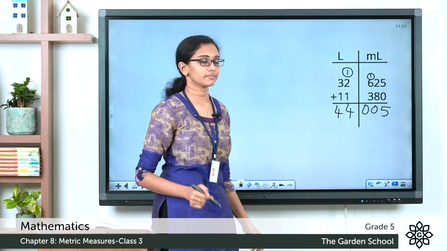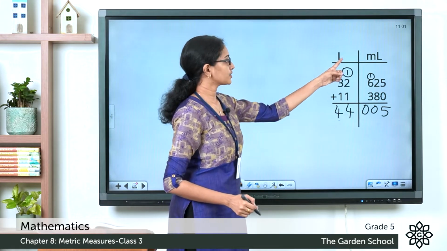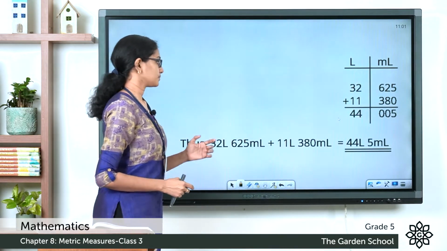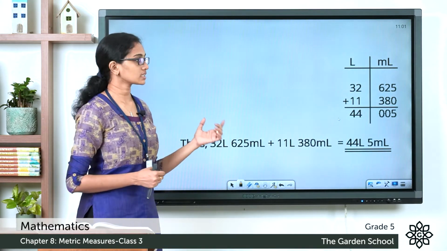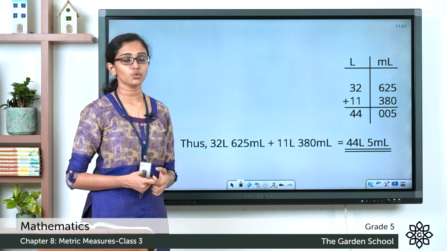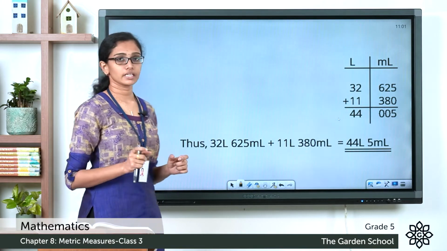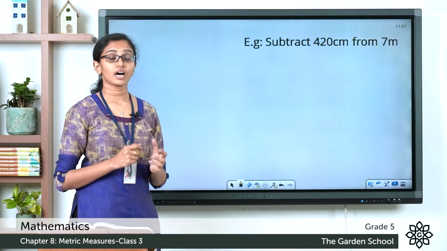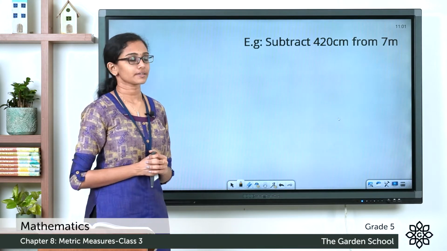See, we got the same answer. We got 44 liters and 5 milliliters. So this is a different method. So you can use whichever method is convenient for you, but make sure you are writing the units properly. Now, we'll see how to subtract two measurements.